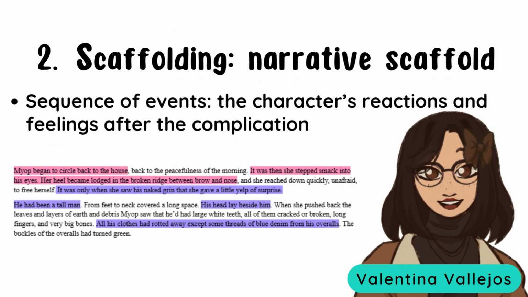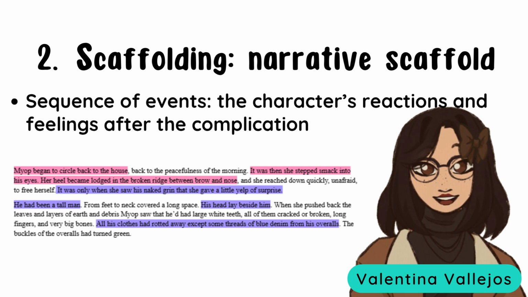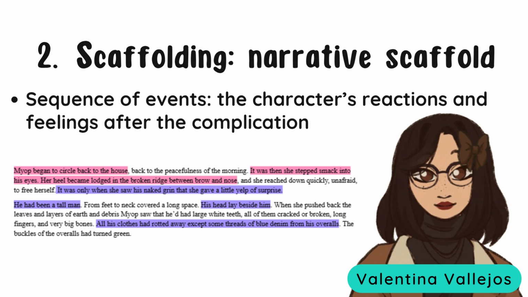After that, we have the sequence of events. This part is about the characters' reactions and feelings after the complication. Here, Myop is surprised after she realizes that she had stepped on a skeleton. Then she analyzes the corpse, which was from a tall man who was wearing overalls at the moment of perishing.